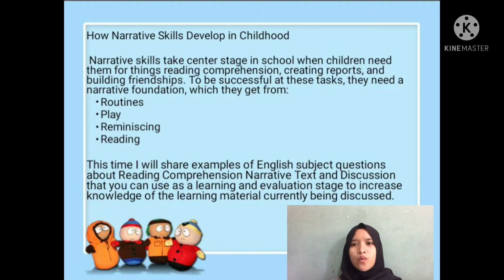This time, I will share an example of English subject questions about reading comprehension, narrative text, and discussion that you can use as a learning and evaluation stage in testing your knowledge of the learning material currently being discussed.